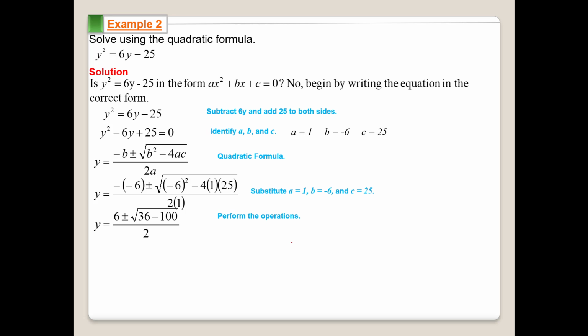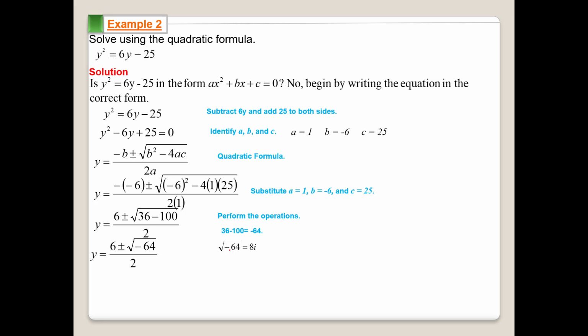And then we can just simplify what's inside here. 36 minus 100 gives us negative 64. Now if we have the square root of negative 64, you should say, well, you can't really do that, right? Unless you do an imaginary number. So that's where what we've done previously comes into play here with complex numbers. Therefore, the square root of negative 64 equals 8i.